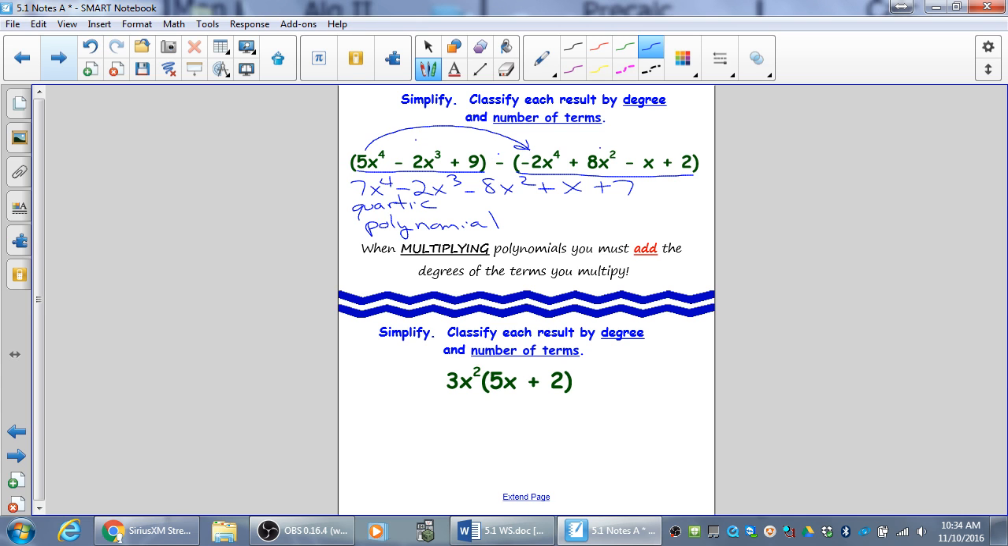When we multiply, we know that. Oh, okay, so now we're multiplying. Simplify, classify each result by degree. We're going to distribute. So this one's multiplication. We have 15x to the third. When you multiply, you add the powers. So 2 plus 1 is 3. And then we have plus 6x squared. So we distribute the 3x, add 3x squared, add the powers. This is a cubic, and it is a binomial. It goes constant, linear, quadratic, cubic, quartic, quintic.